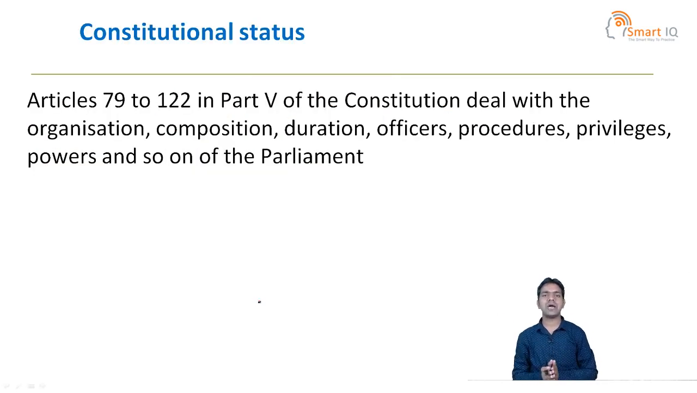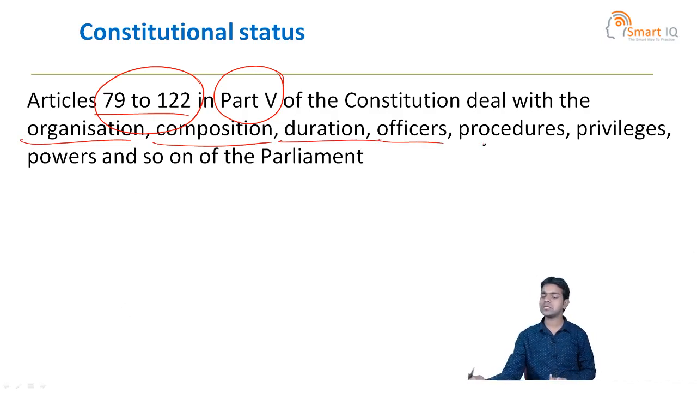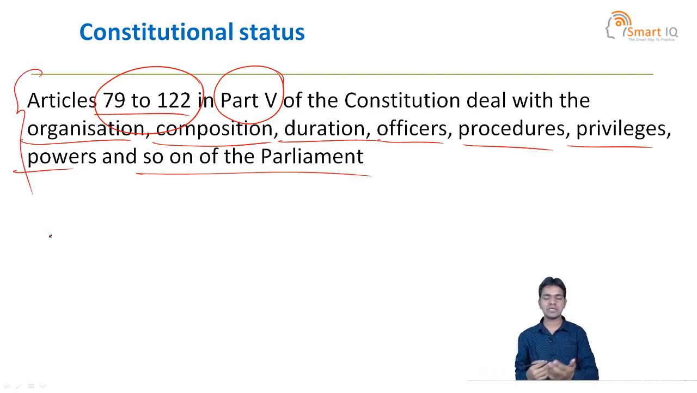So what is the constitutional position regarding the parliamentary form of government or parliamentary system in India? Articles 79 to 122 in Part 5 of the Indian Constitution, very important, deal with the organization, composition, duration, officers, procedures, privileges, and powers of the Parliament. This is the constitutional status of the Parliament of India.